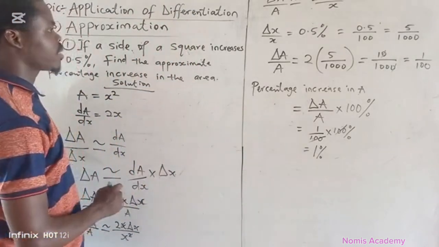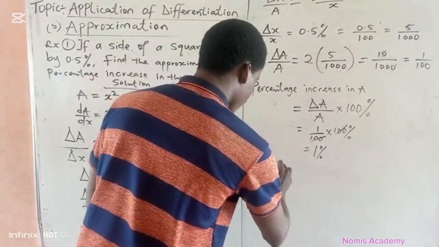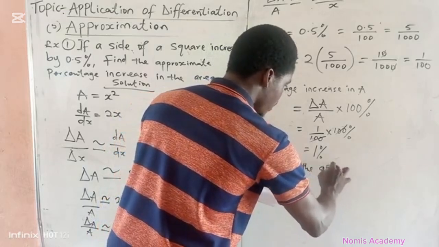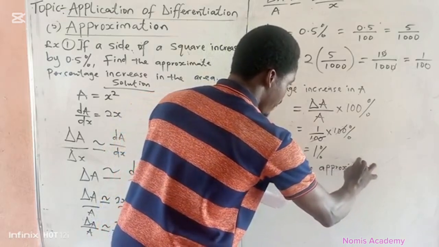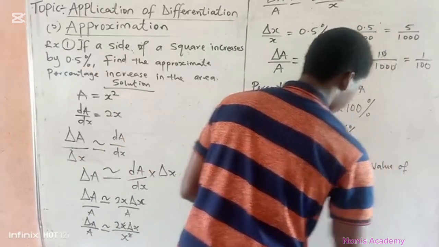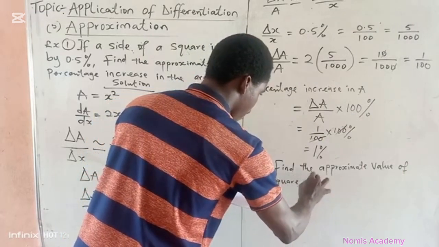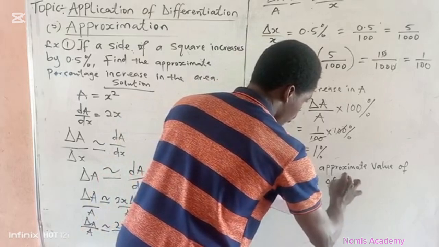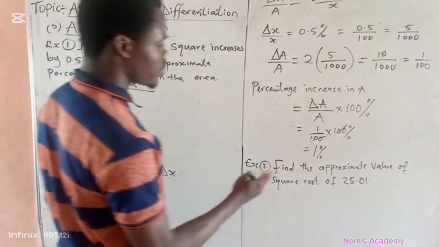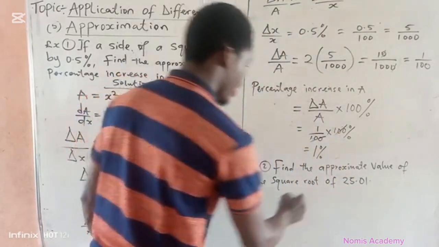Alright, let's pick the next example. Example 2 says find the approximate value of the square root of 25.01. So we are going to find the approximate square root of 25.01.